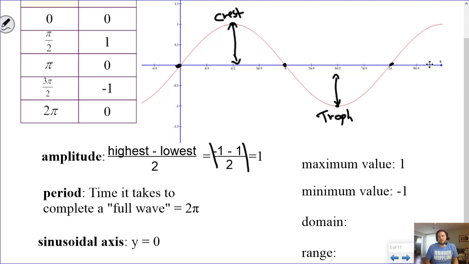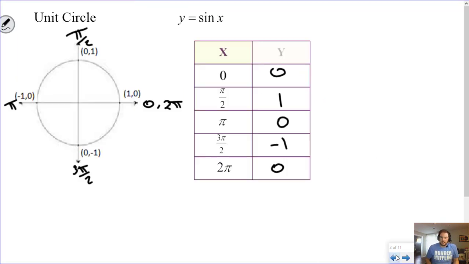Another piece of information that we're looking for with these graphs is the period. When does my graph reset? If you think about the unit circle for a second, when does this pattern restart? It restarts when we do one full rotation. So when we start here at 0 and go all the way around and get back to 2 pi, we get back to that same point.